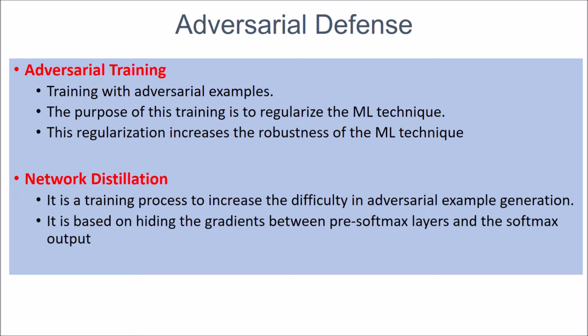It is a training process to increase the difficulty in adversarial example generation. It is based on hiding the gradients between the pre-softmax layer and the softmax output. There are also other types of defenses, but we have chosen the two most commonly used defenses against adversarial attacks. Since we are considering only a white box model, we have only tested adversarial training, but network distillation will also be helpful in this scenario.